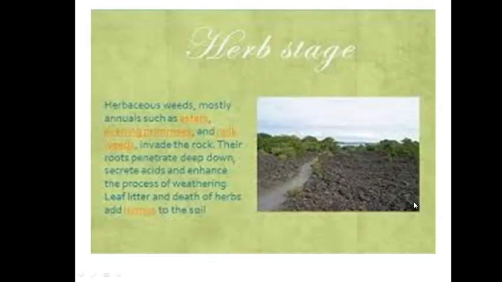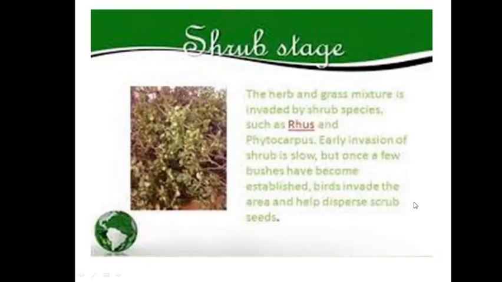Now let us discuss another stage, that is the shrub stage. Here numerous shrubby plants appear along with herbaceous plants, for example Polycarpon, etc. Their roots are very strong and transform rocks into land.